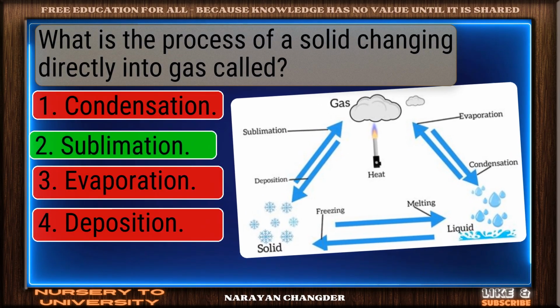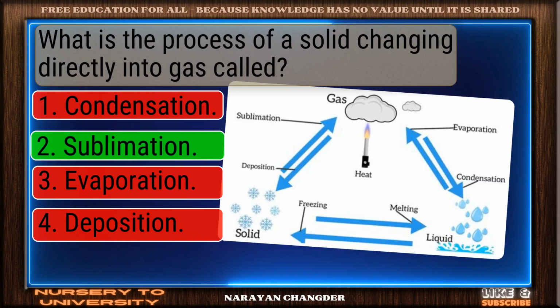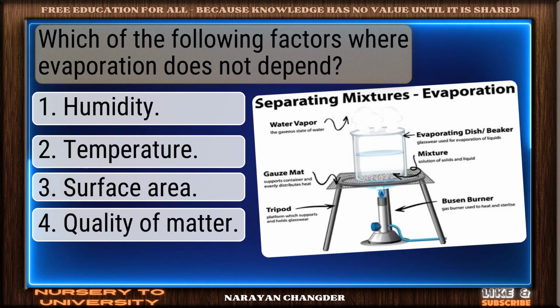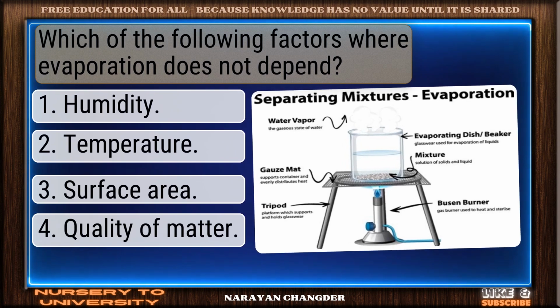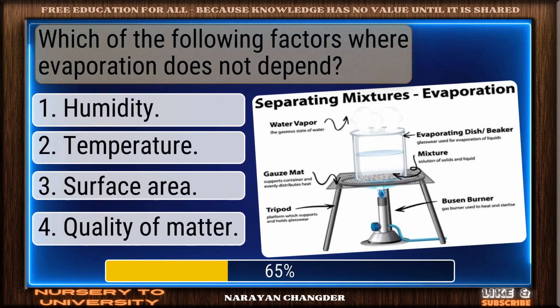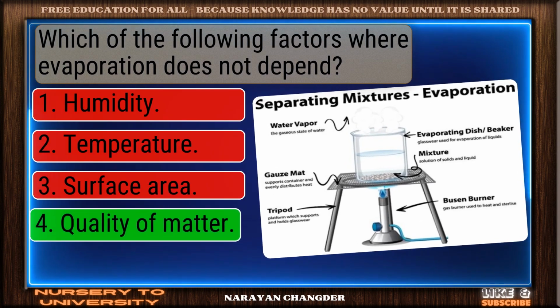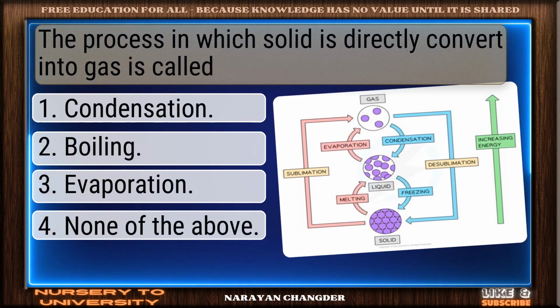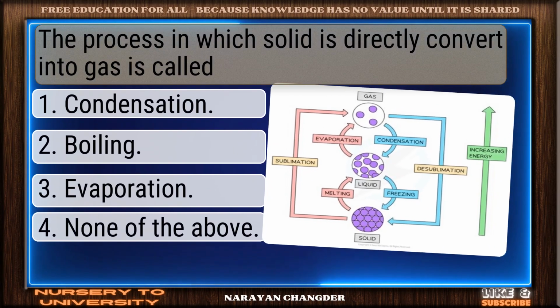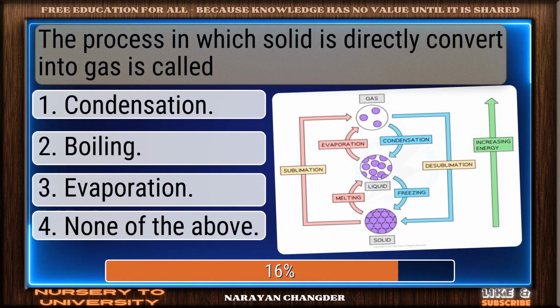Great job. Sublimation is the accurate answer. Question number 35. Which of the following factors where evaporation does not depend? Well reasoned. Quality of matter is the correct choice. Question number 36. The process in which solid is directly converted into gas is called.